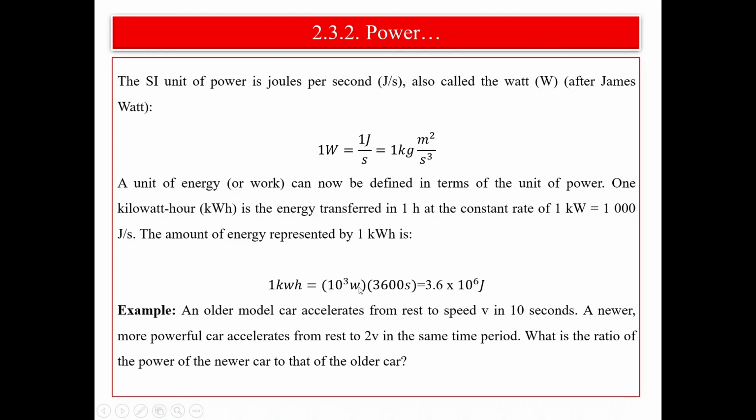So watt. This is K means 1000, so that's why it's written 10 to the power of 3 watt times 3600 second. That is the expression for 1 hour, which is 60 times 60, so it becomes 3600 second, or in general it can be written as 3.6 times 10 raised to 6 joule.